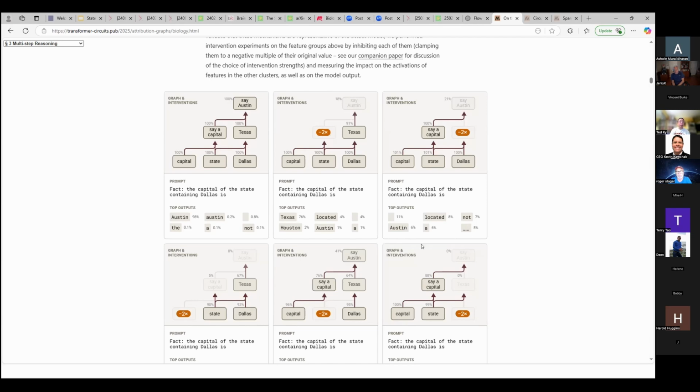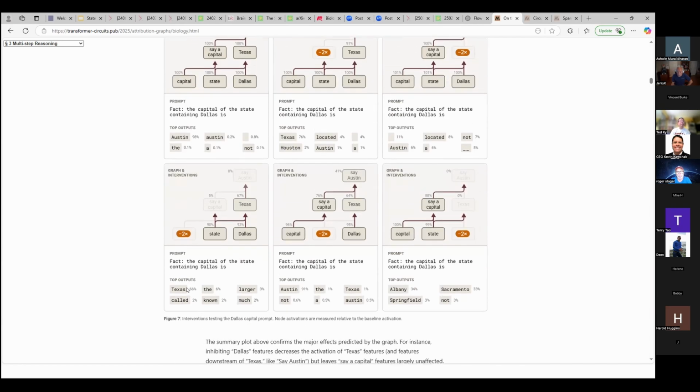Okay. What if we wipe out the capital feature that appears fairly early on token-wise? We still have state, Dallas, and Texas, right? What ends up happening? Texas, 66%. Okay. Austin's completely gone now from the top 6 next tokens.